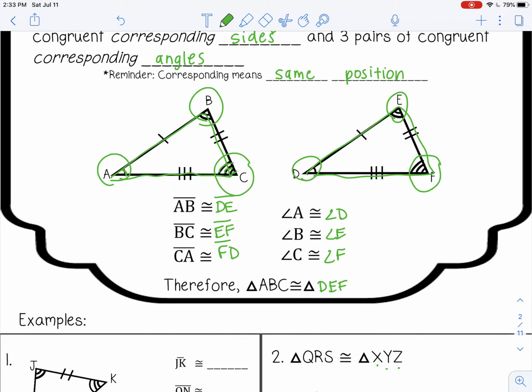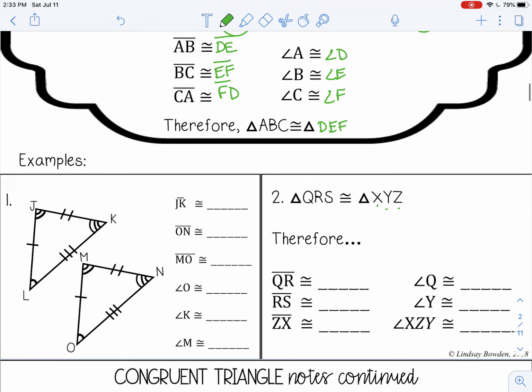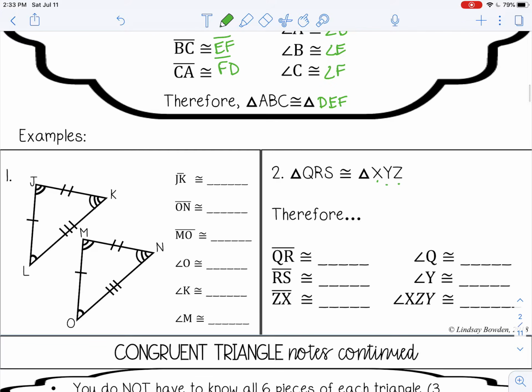All right, let's try some examples. So in the first example, we have two triangles, and we want to finish these congruency statements. So the first one says side JK, or line segment JK, is congruent, and that would correspond with MN. Pause the video now and see if you can finish example number 1 by yourself.